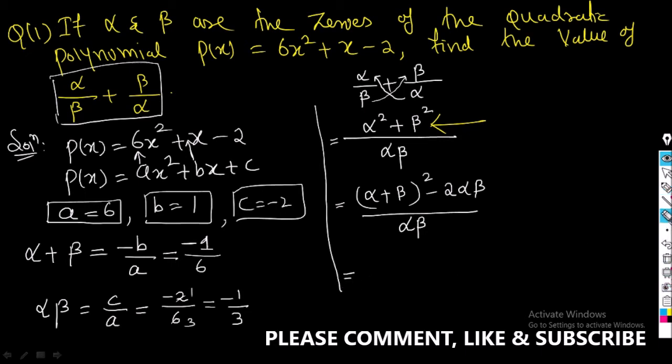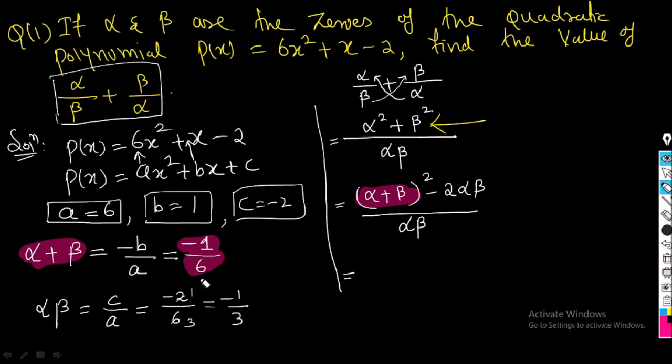Now what should we do? Now we know alpha plus beta. What is alpha plus beta? Minus 1 by 6. See here, alpha plus beta is equal to minus 1 by 6. That we have to substitute. So there is minus 1 by 6, that is the whole square, minus 2 alpha beta.